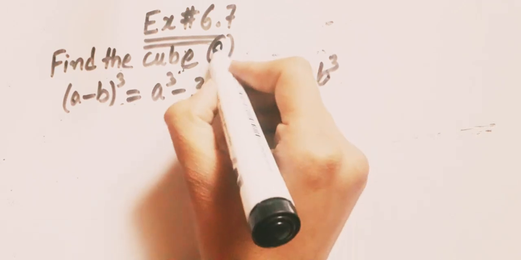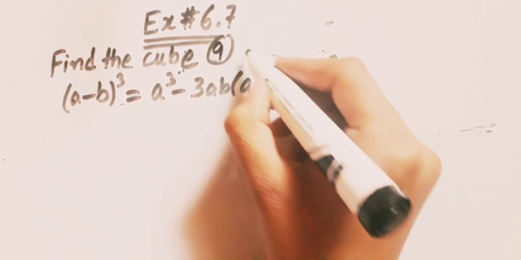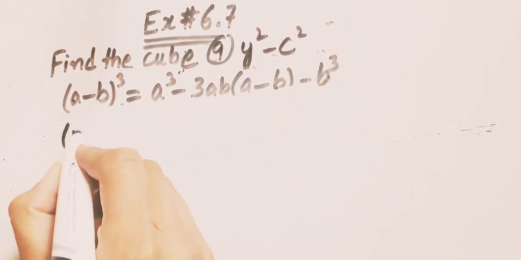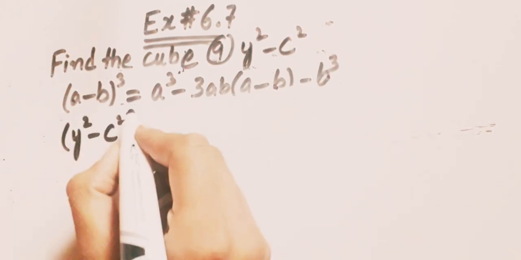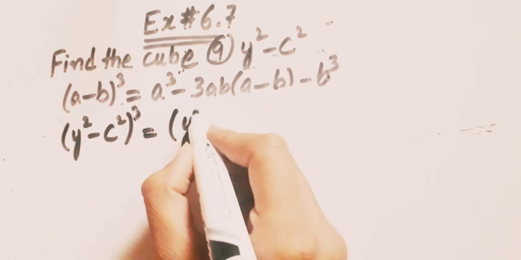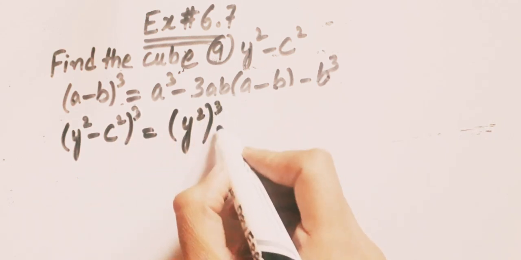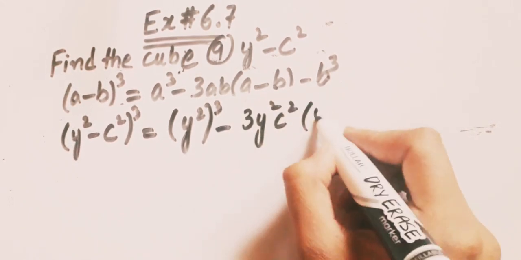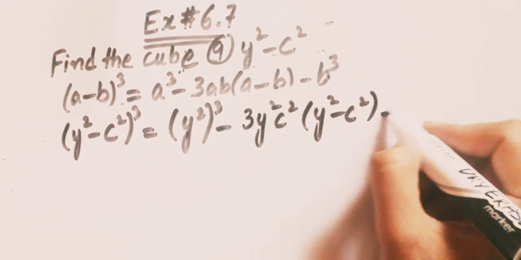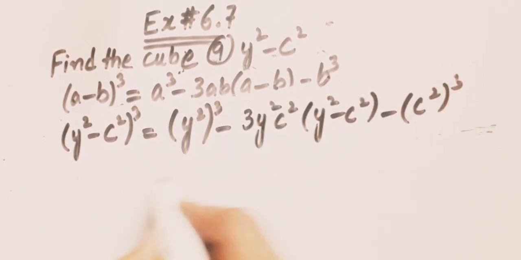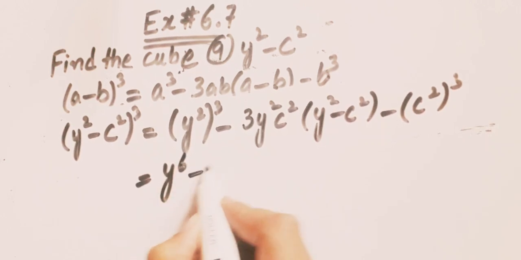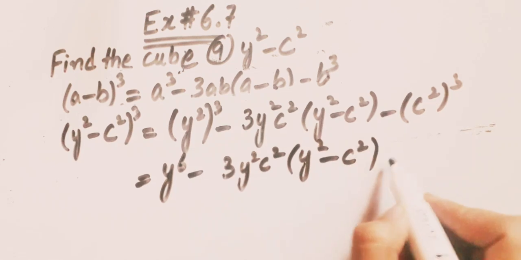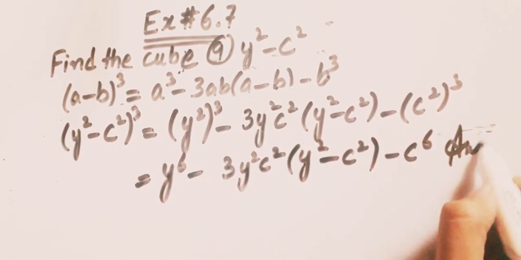Now we will solve question number 9, that is y square minus c square. So y square minus c square whole cube is equal to y square into cube minus 3 into y square c square, y square minus c square, minus c square cube. This will become y6 minus 3y square c square, y square minus c square, minus c6. So this is the answer of this question.